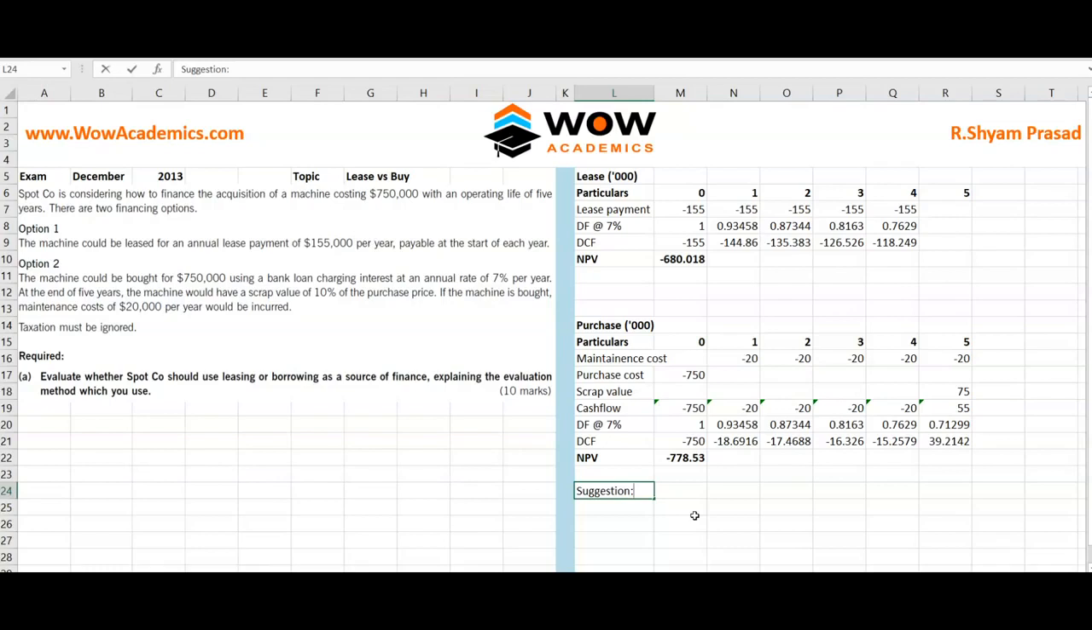So our suggestion is, as lease has a lower cost compared to purchase, it is better to lease the asset. So that's what we could do. That's it. That's about the sum. We'll move on to the next sum.